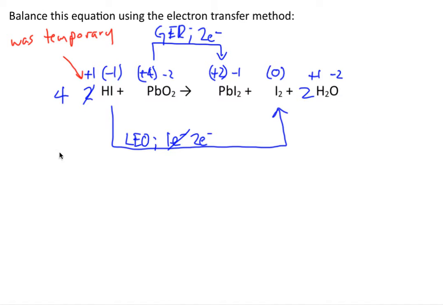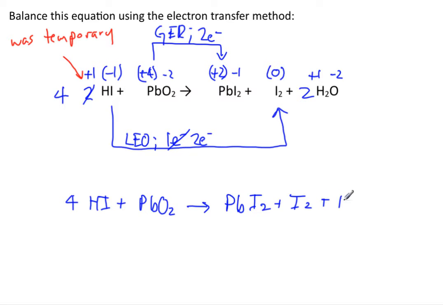So I am going to rewrite this one because I have space. 4HI plus PbO2 yields PbI2 plus I2 plus H2O. And then, as I said, final check to make sure it's balanced. Well, we kind of already did that. It is balanced. So that's it.